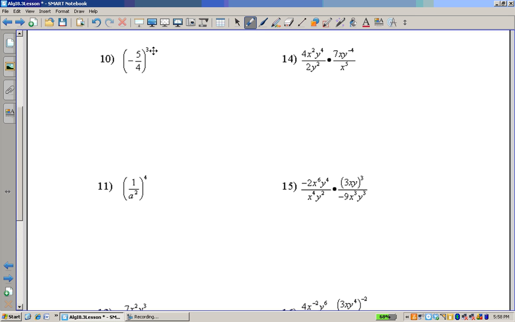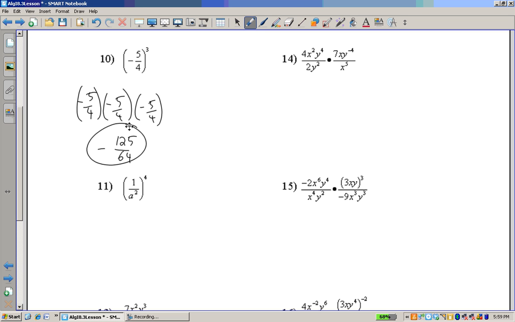So I'm going to go, since this is just a 3 here, I'm going to go with the Xerox copy method here. So I have negative 5/4. And then 1, 2, 3 copies of it. If there's 1, 2, 3 negatives, that's an odd number, so the whole thing's negative. 5 times 5 is 25, times 5 is 125. 4 times 4 is 16, times 4 is going to be 64, and we can just leave it that way.